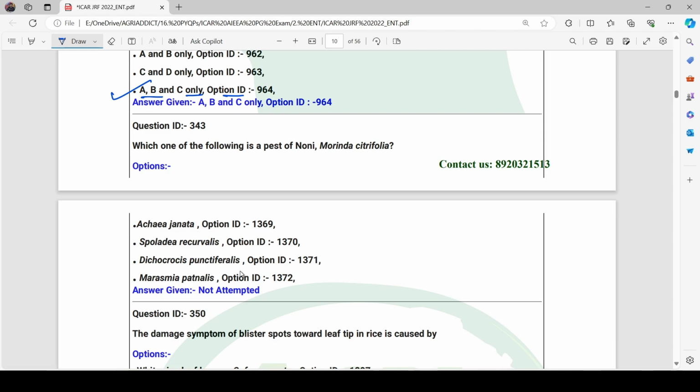Which one of the following is a pest of noni, that is Morinda citrifolia? Actually, noni is a tree that is also known as Indian mulberry.